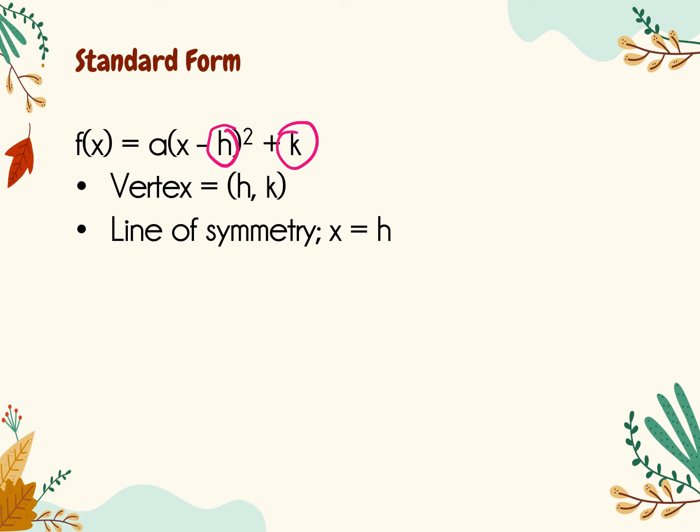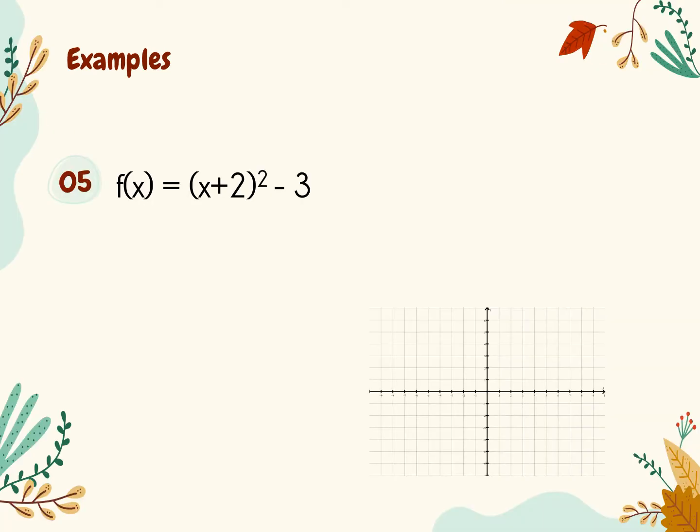Then you can plot points left and right of it, again, like we just did. The axis of symmetry is still x equals h. Whatever's in the front here is going to affect how narrow or wide this goes, so when we plug in points, it would change that, okay? So that format looks like this. F of x equals x plus 2 squared minus 3.